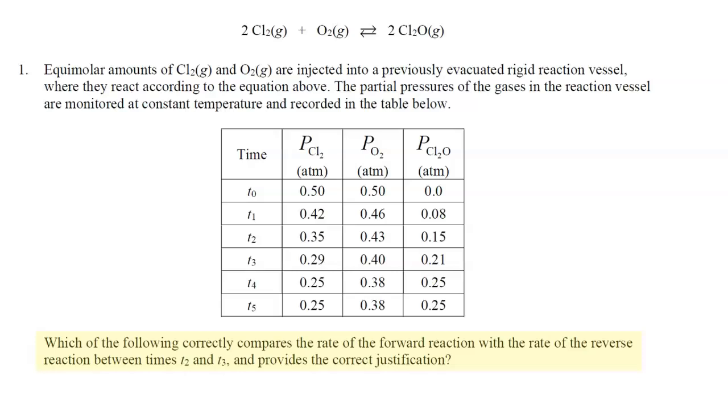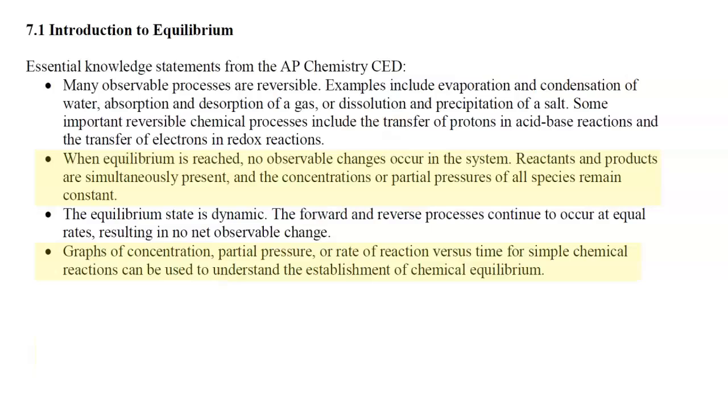So this question is related to topic 7.1, Introduction to Equilibrium, and a couple of the essential knowledge statements are highlighted on this slide. When equilibrium is reached, no observable changes occur in the system. Reactants and products are simultaneously present, and the concentrations or partial pressures of all species remain constant. Graphs of concentration, partial pressure, or rate of reaction versus time for simple chemical reactions can be used to understand the establishment of chemical equilibrium.